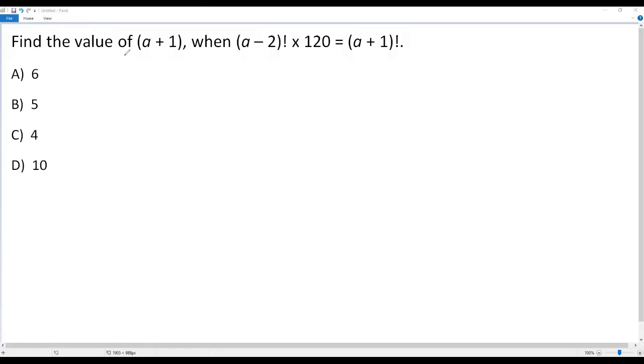Here we have a pre-calculus problem. Okay, let's go to the question. Find the value of a + 1 when (a − 2)! times 120 equals (a + 1)!. Using this equation, we have to get the value of the expression a + 1.